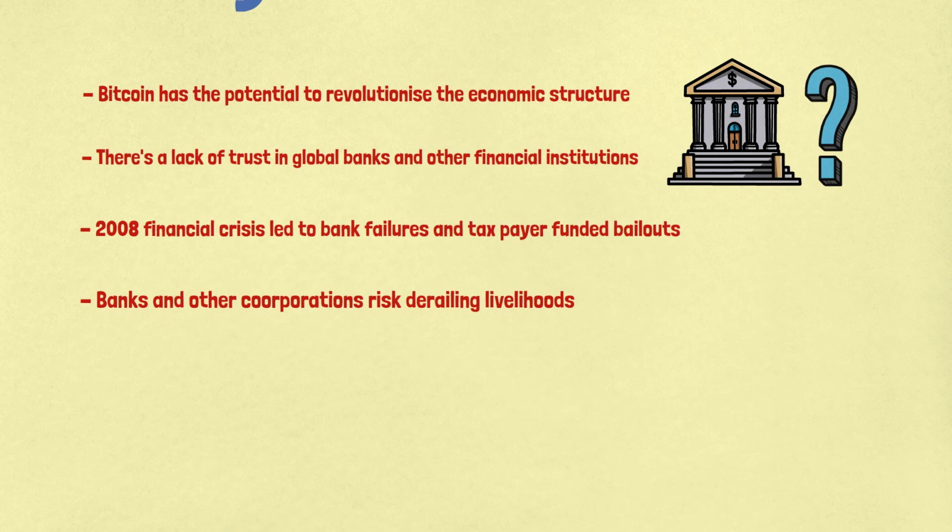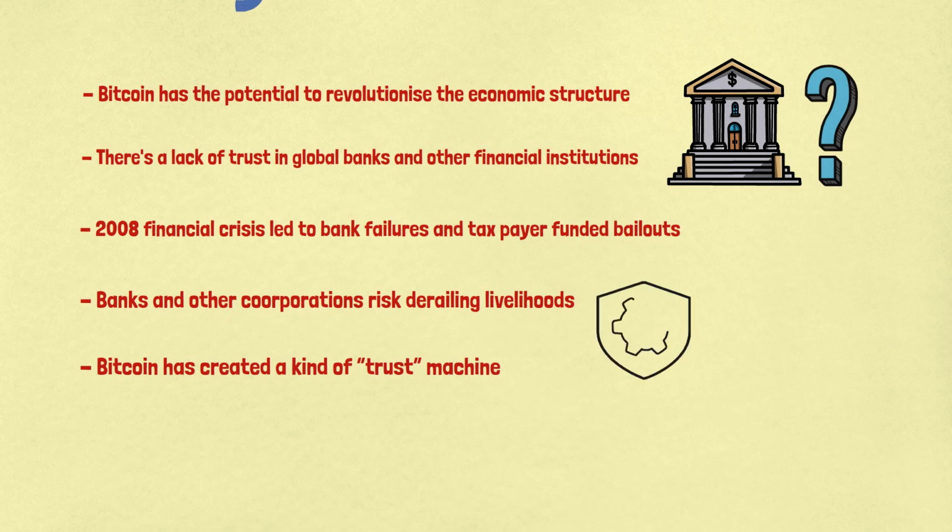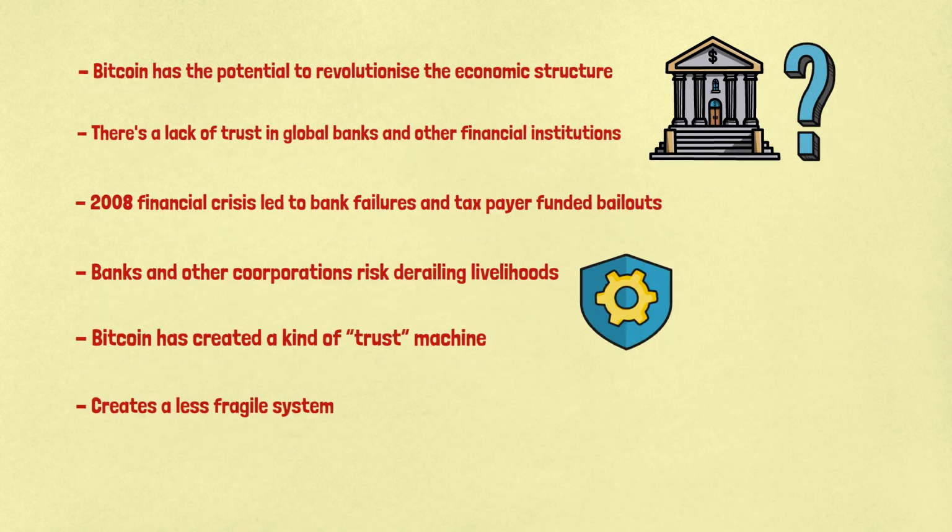Rather than trust these government bodies, Bitcoin has created a kind of trust machine, where rather than trusting a centralized government body, the users can trust a network of global participants who are incentivized to preserve the integrity of the system together. This type of system is less fragile and not reliant on any one single authority, making it more robust and resilient than the traditional financial system.